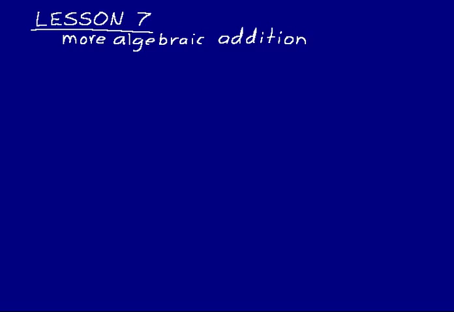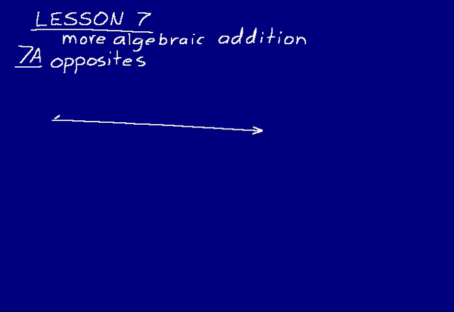Lesson 7 has to do with more on algebraic addition, and basically this will just be a little more challenging, a little more advanced than the previous lessons. 7a is about the concept of opposite numbers, and a good way to understand what opposite numbers are is to work with a number line. And so let's just go ahead and make a number line.